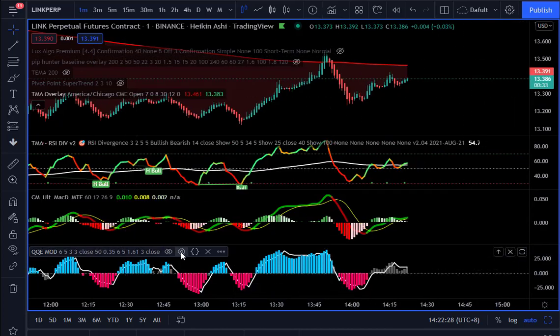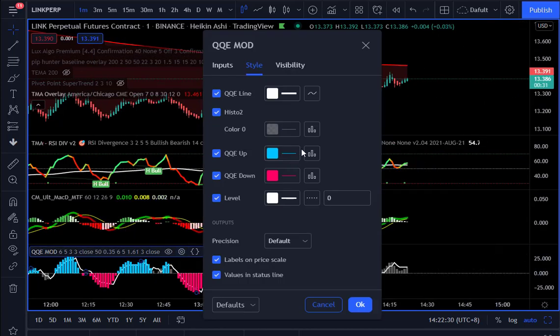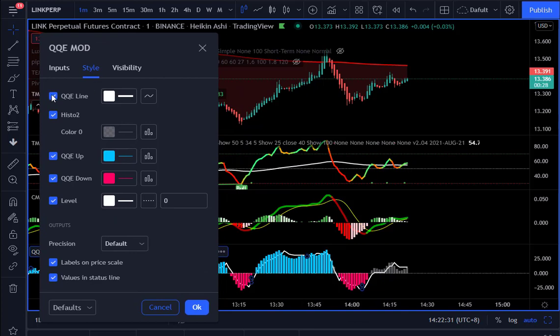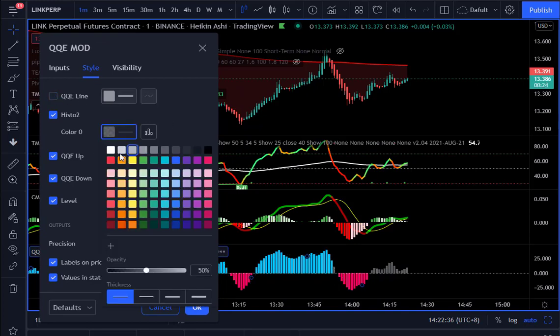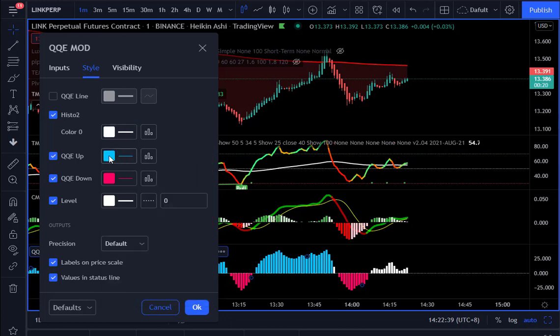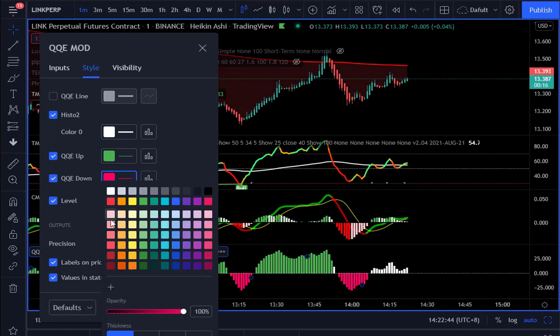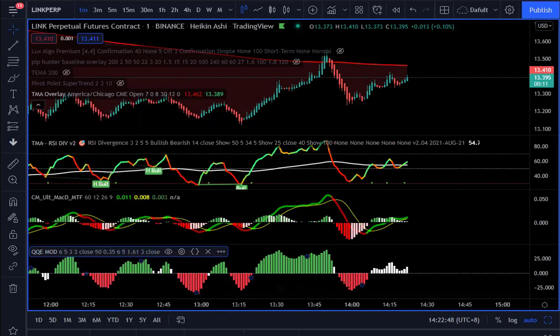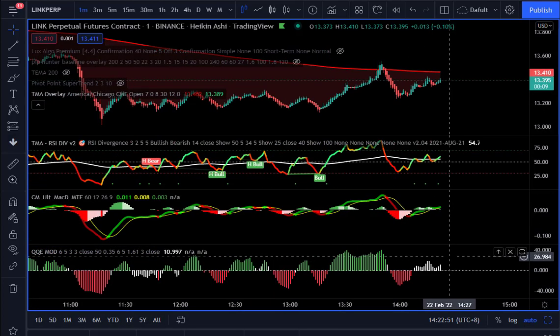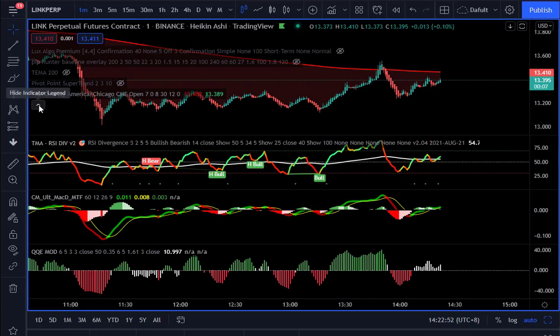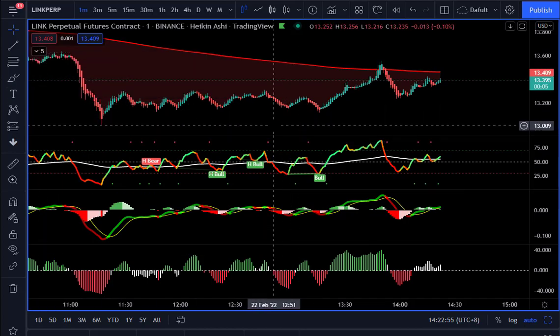Okay, so this one, same thing, change the color. This one, take away the line. And this one, normally I use white. This one is green. This one is red. This red is fine. All right, so when you're done, it should look something like this. And I'm going to explain one by one how this works, okay?